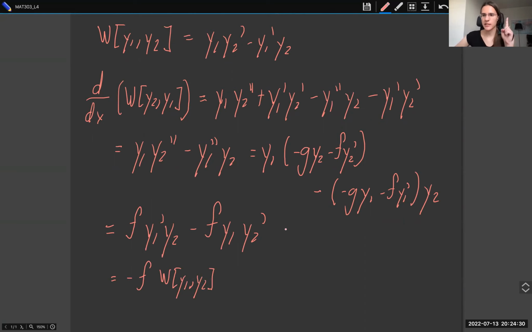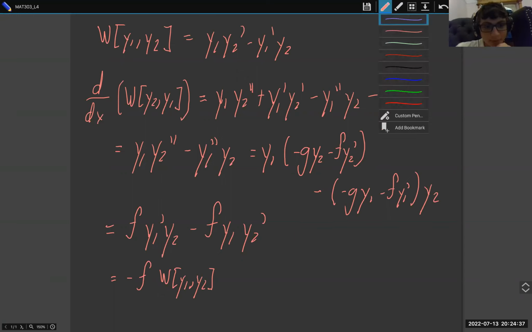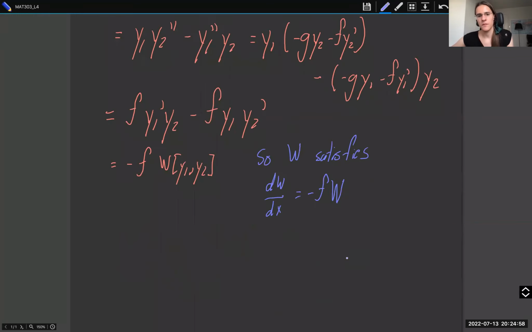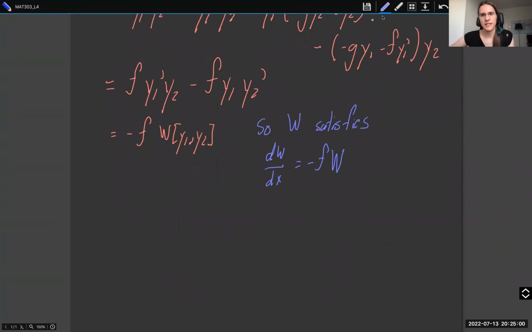But what does this tell us about the Wronskian? It tells us that the Wronskian satisfies what kind of differential equation? Separable. Exactly. So W satisfies dW/dx equals negative fW. This is sort of like the key insight.